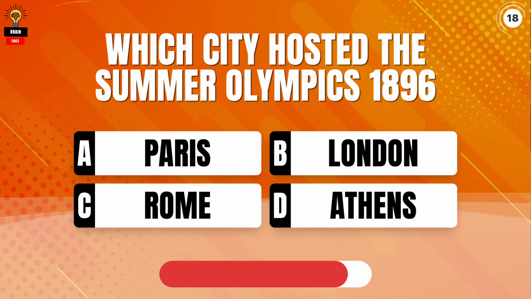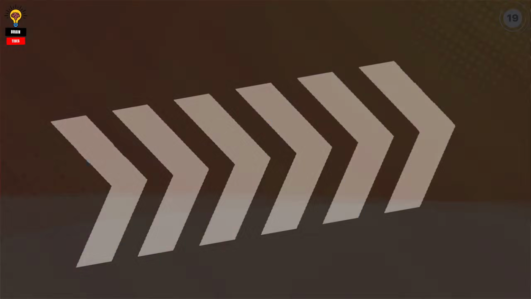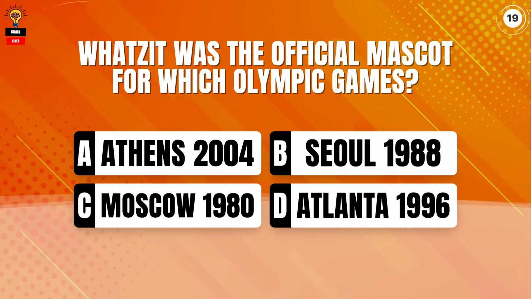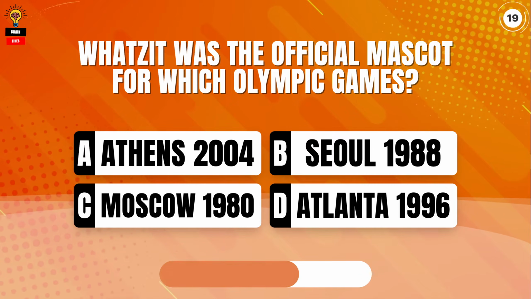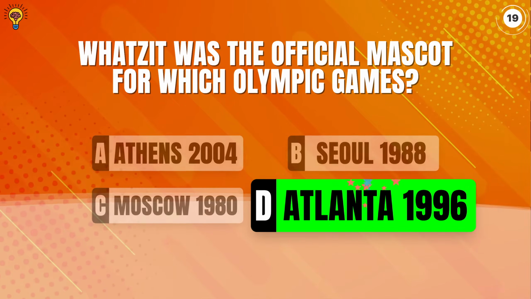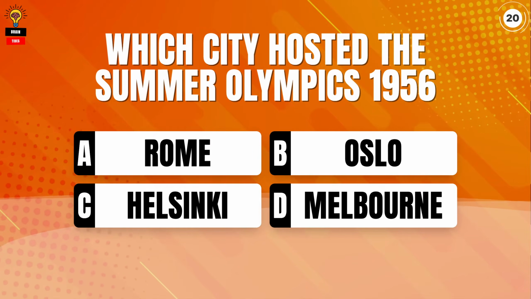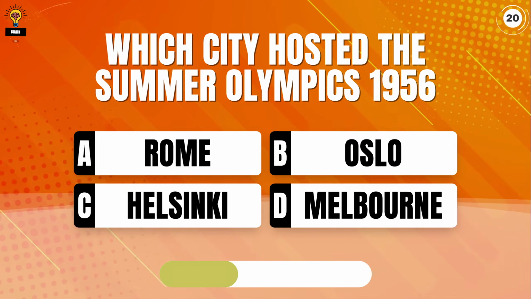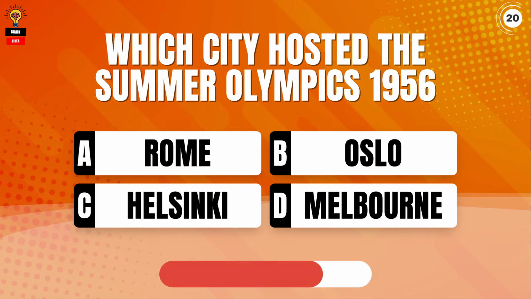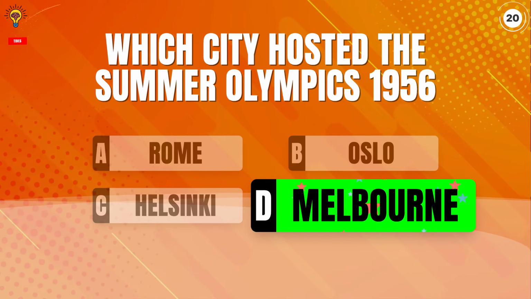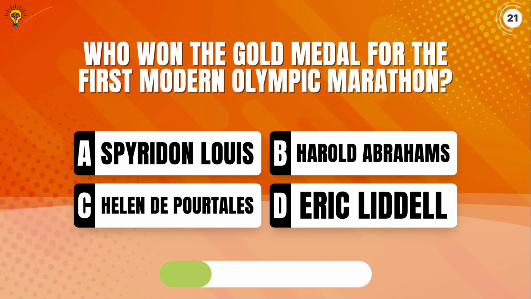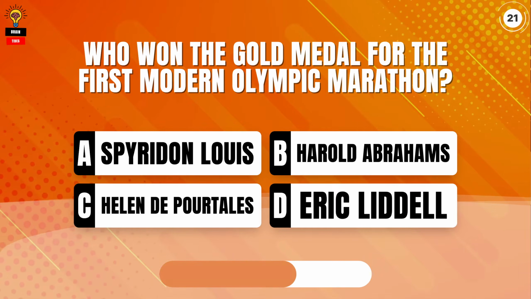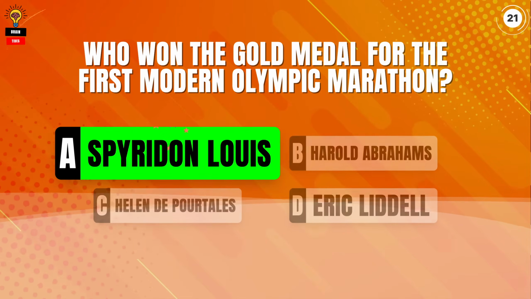Which city hosted the Summer Olympics 1896? Athens. What was the official mascot for which Olympic Games? Atlanta 1996. Which city hosted the Summer Olympics 1956? Melbourne. Who won the gold medal for the first modern Olympic marathon? Spyridon Lewis.